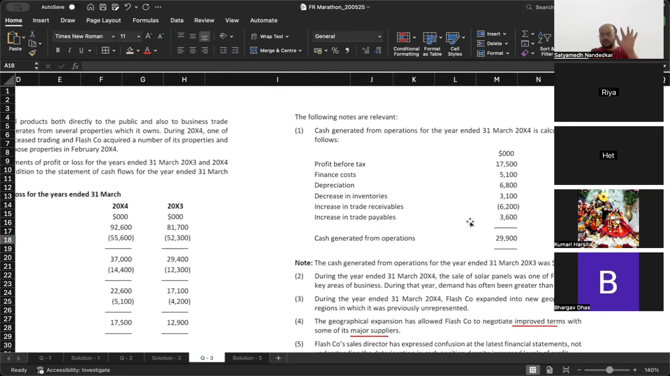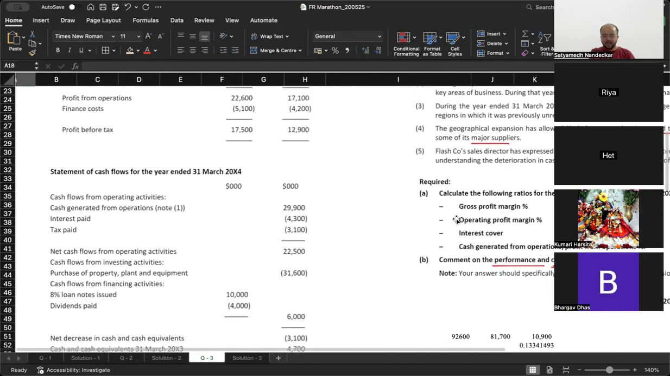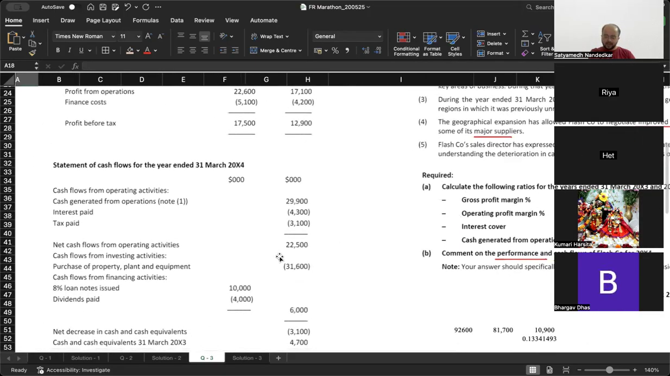कुछ भी नया नहीं किया ना मैंने, कुछ और अपने दिमाग से अलग नहीं सोचा. जस्ट इंक्रीज डिक्रीज का जो भी मीनिंग है वो लगाया. Then I came to investing activity and I saw that there is an outflow of 31,600.